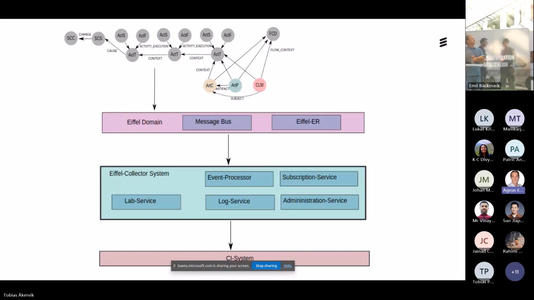So if you want to trigger on artifact created, then you have a trigger event condition in this subscription to the system. The Eiffel domain in Ericsson is a network of Eiffel components. And there you always have the message bus, which is represented too. And Eiffel ER is an internal Ericsson product.